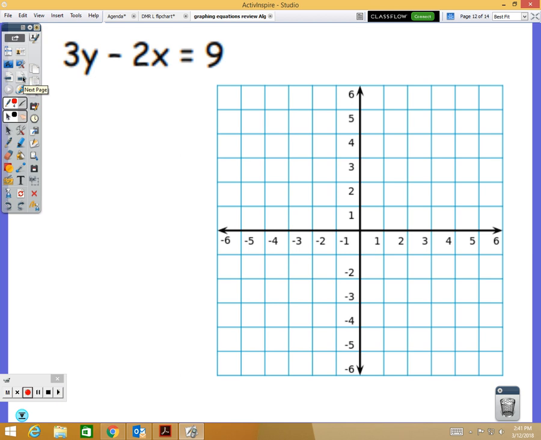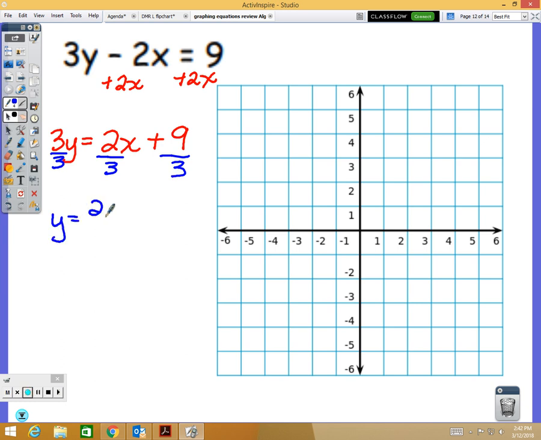Let's do this last one. First step. Nope. See, that's what you get for being in a hurry. You mess up. So you get 3y equals 2x plus 9. Last step. Remember, both of those terms over here get divided by 3, not just one of them. So you get y equals 2/3 x plus 3. So graph your 3 on your y-axis, up 2, right 3.